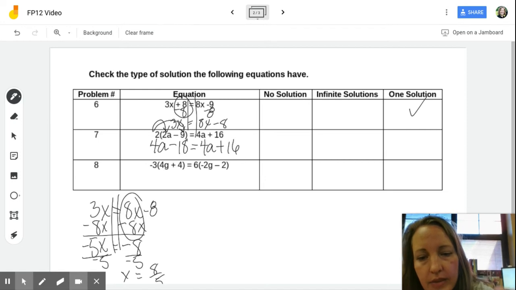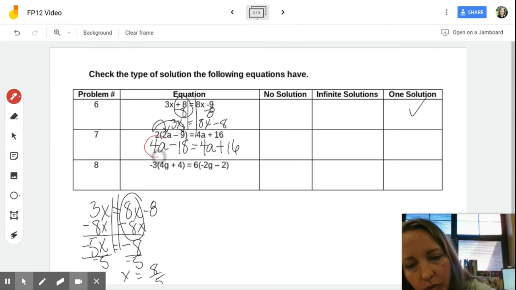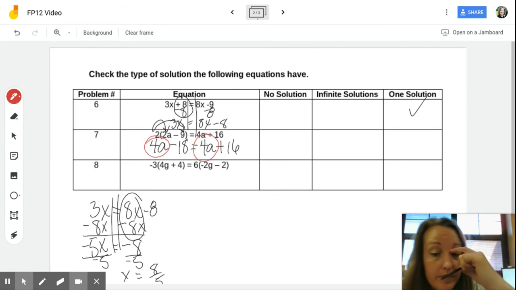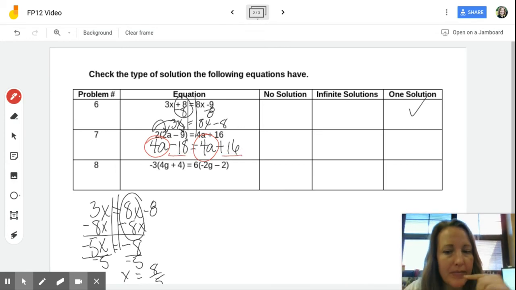16. The moment that you see on both sides of this equation a 4a and a 4a, and I'm adding different things to it, right? Let's just say the a is equal to 1. So 4 times 1 is 4. 4 minus 18.